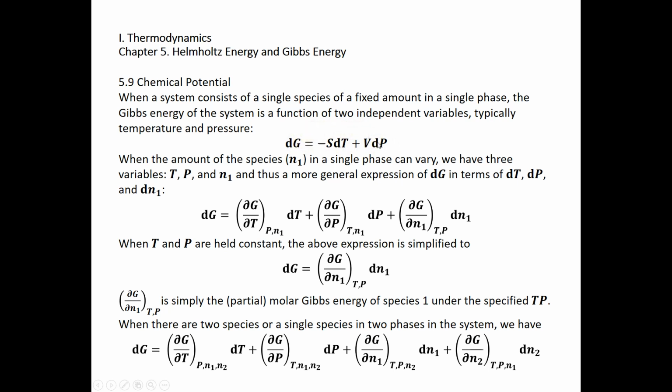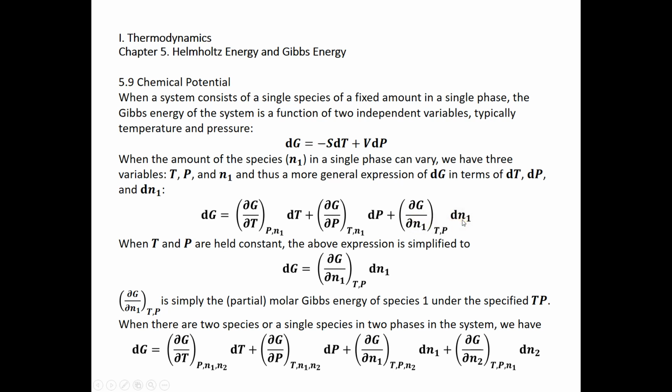Now let's make it more complicated. What if the amount of this single species may change? Then we have three independent variables. Other than temperature and pressure, we have the amount of this species. Now Gibbs energy is a function of T, P, and N1. dG can be expressed as ∂G/∂T times dT plus ∂G/∂P times dP plus ∂G/∂N1 times dN1.